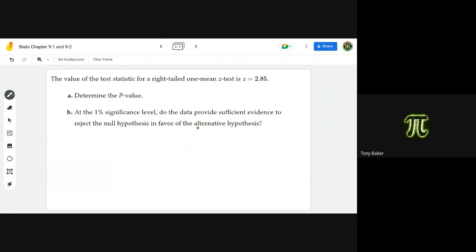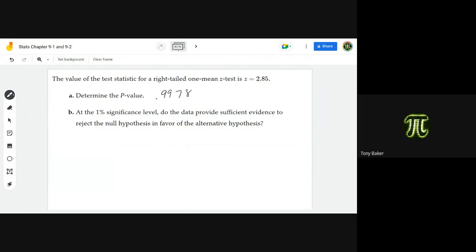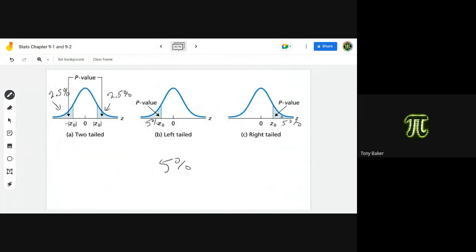All right, so what's the p-value? Is that the number I want? What do I want? Because remember, hold on, let me go back real quick. So we're looking at a right tail, right? So we're looking at this percent right over here, correct? So that's not 99.78%. That's from here over, correct? So what's the value that's actually over in here?